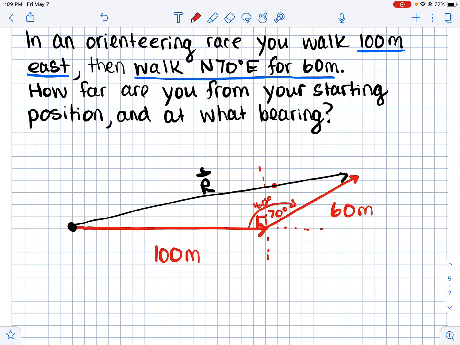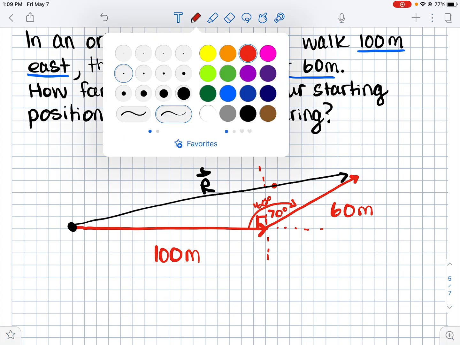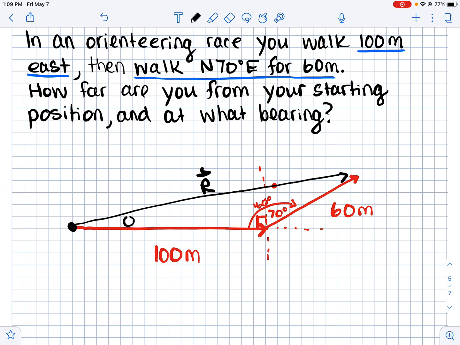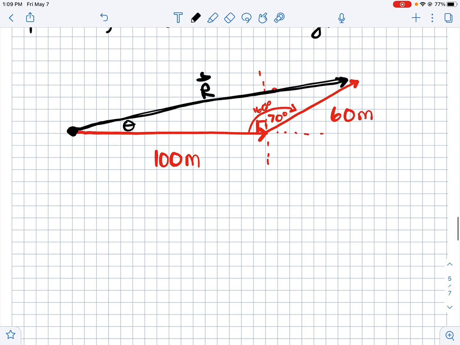All right, so I'm trying to find the resultant vector. And I also want to know this angle here because I want to know what bearing I'm walking at. Since this is my starting position and I'm heading this way. Okay, so it looks like cosine law is going to help us get the magnitude of the resultant vector because I've got the two sides and the angle in between.